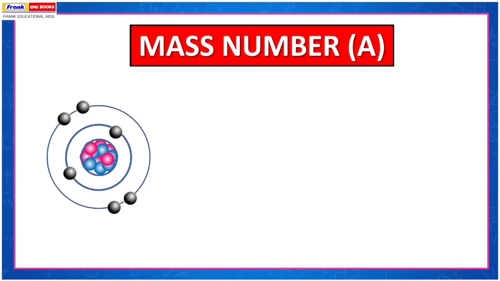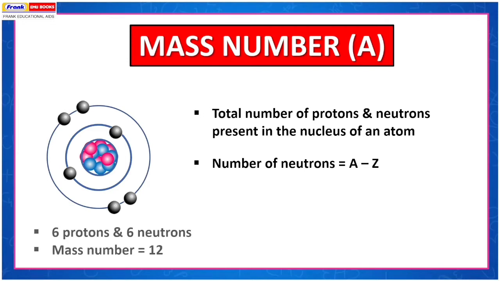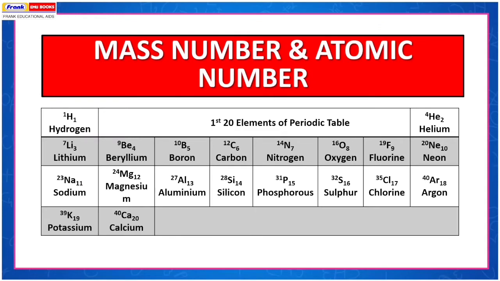Mass number, denoted by A. The total number of protons and neutrons present in the nucleus of an atom is referred to as the mass number. The number of neutrons is the mass number minus the atomic number, that is A minus Z. In the above diagram, we can notice that the nucleus has 6 protons and 6 neutrons, that is, the mass number is 12. Here is the mass number and atomic number of the first 20 elements of the periodic table.